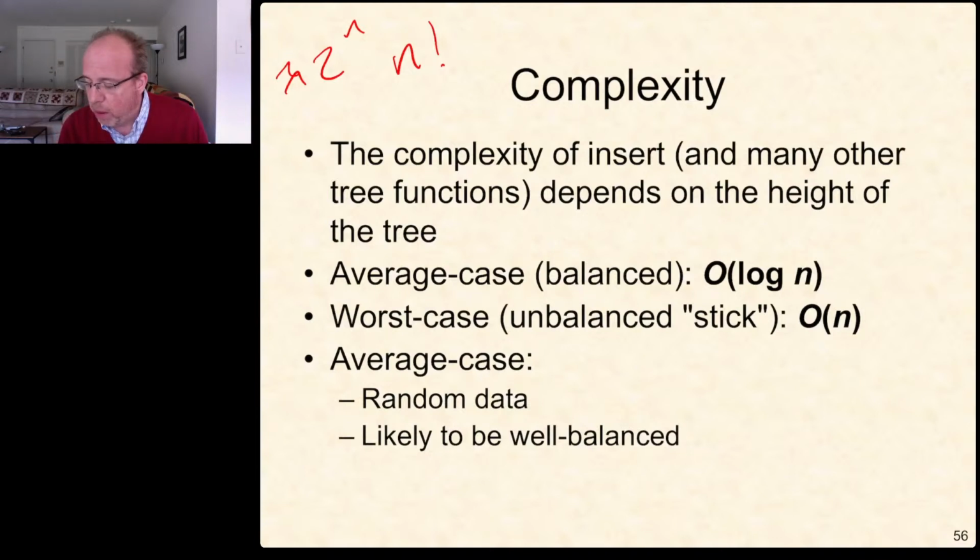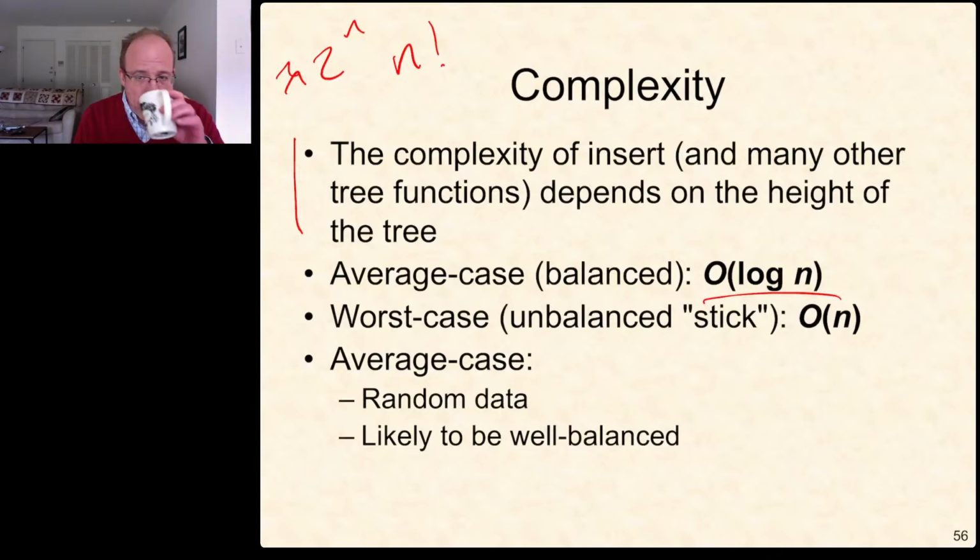And so the complexity of all of our tree functions depends on the height of the tree. And again, on average, if we get them in kind of a random order, it's log n. But if we get a particularly bad order, and there are lots of particularly bad orders, we get a really unbalanced tree, or stick, and it could be a jagged stick. That could be pretty bad, and that gives us a linear depth.